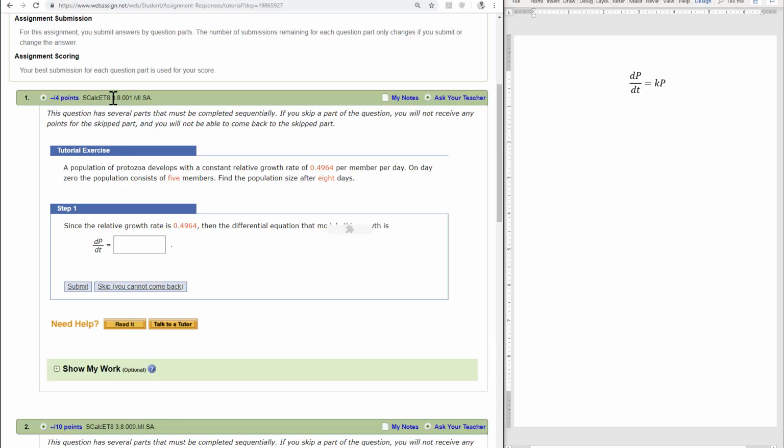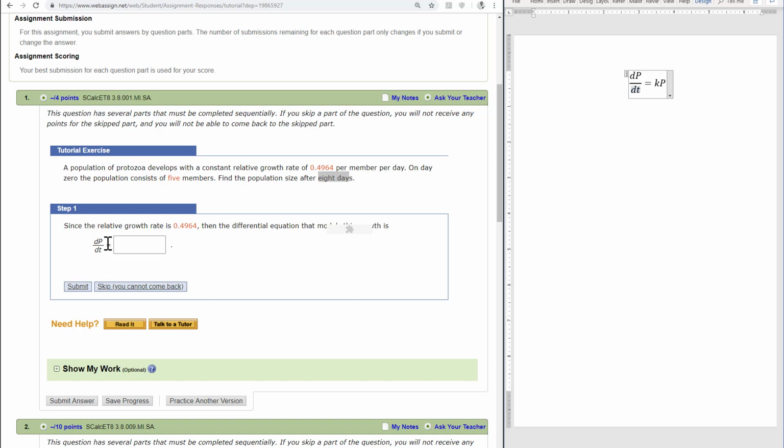This is a question from your lab assignment, section 3.8. It says here that a population develops with a constant relative growth rate of 0.4964 per member per day. On day 0 it consists of 5 members. Find the population after 8 days.